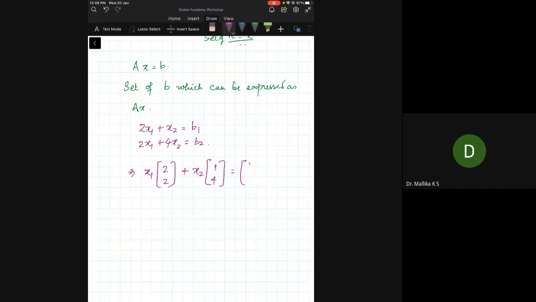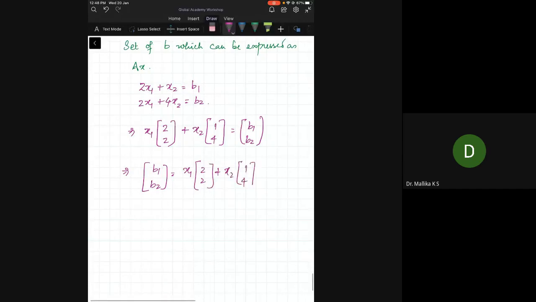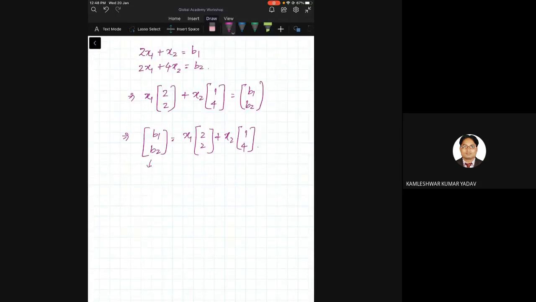That means, what does it say? (b1, b2) is a linear combination of (2, 2) and (1, 4). Is that right? Now, what are all the b1s and b2s that I can get here? What can I say about these two vectors in the first place? Do we say something about these two vectors?